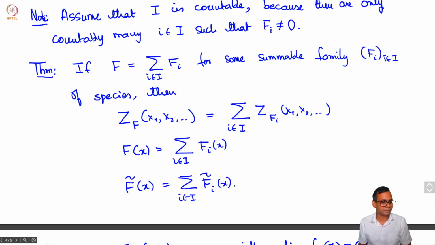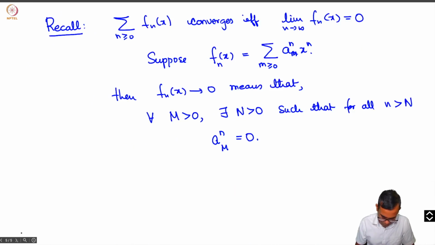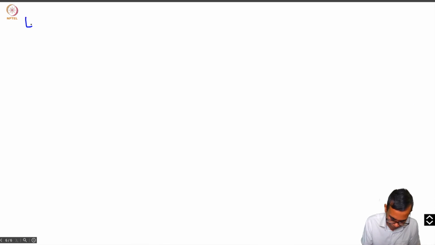Let's look at a couple of examples. So the first example is what is called the canonical decomposition of a species.